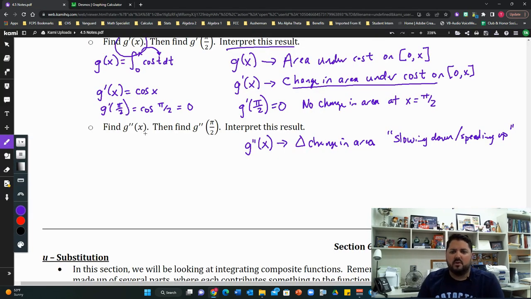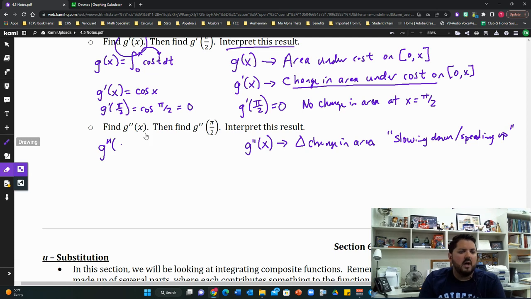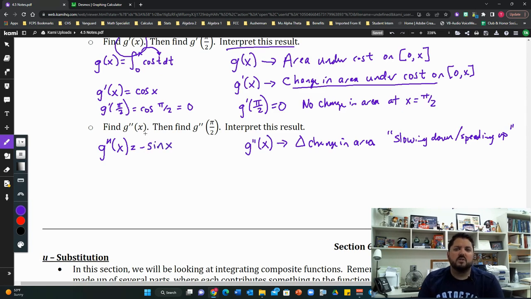So in this particular scenario, to find g double prime of x, yikes, I don't know what's going on with my tablet. If g prime was cosine of x, then g double prime would be the derivative of this, or negative sine of x. So this expression, negative sine of x, is a way to quantify that acceleration, or that change in the rate of change of area. So are we slowing down or speeding up?